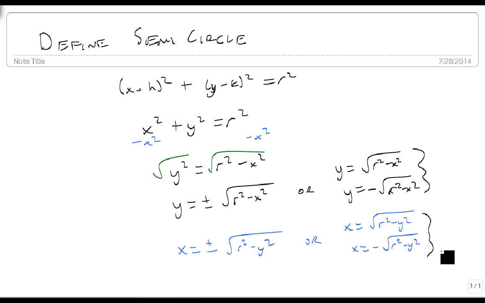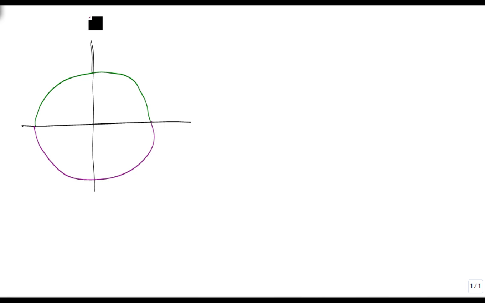Notice it takes two semicircles to make up a circle, and this is how we cut it in half, by either solving for the x or the y. Now, if we solve for the x first, then that gives us a top half semicircle and a bottom half. So the green one is my y equals the square root of r squared minus x squared, and the purple one is y equals minus the square root of r squared minus x squared. So that gives me a top half and a bottom half semicircle.